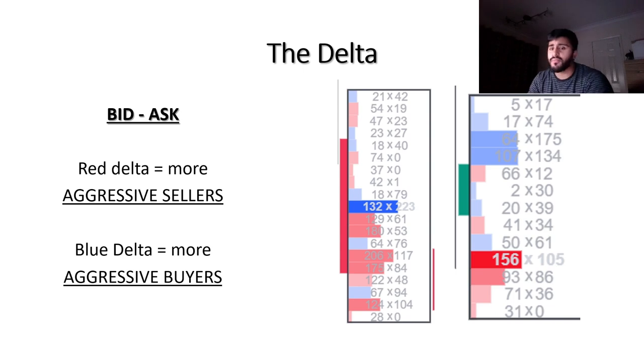So red delta represents a negative delta. So there's more aggressive sellers than there are aggressive buyers. There's more sellers than there are buyers in the present moment. That's simple to understand. Red represents more selling. Quite intuitive.